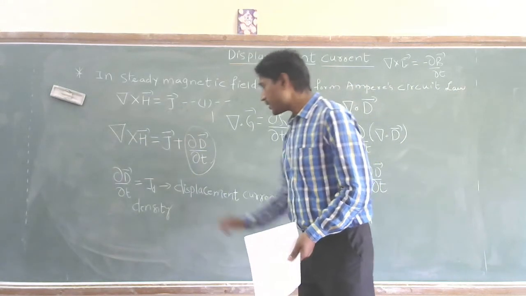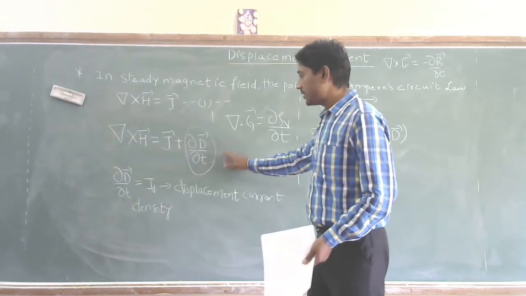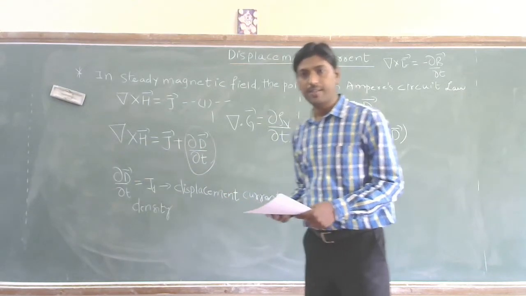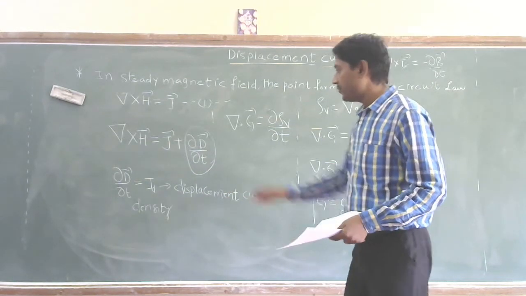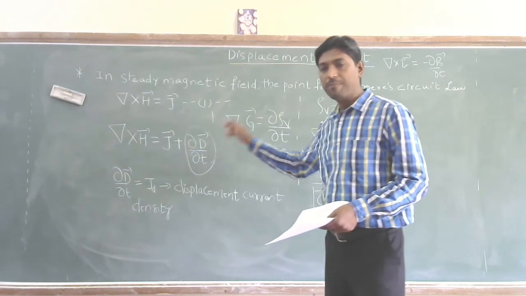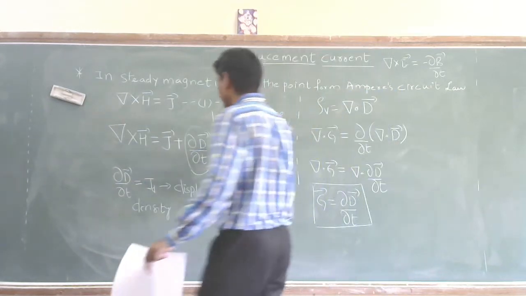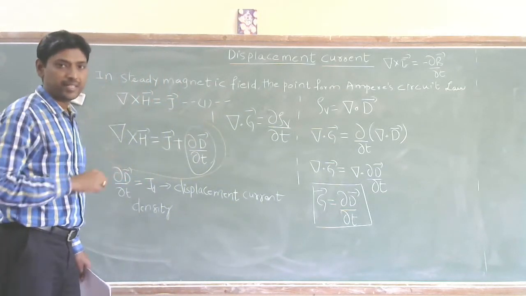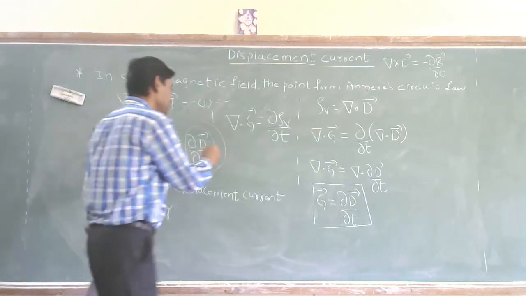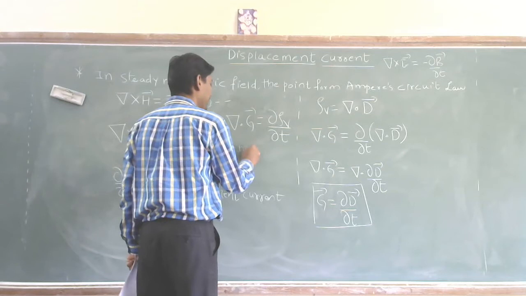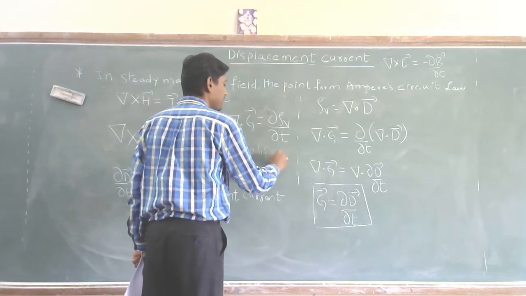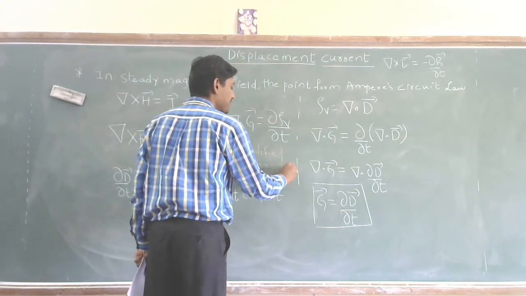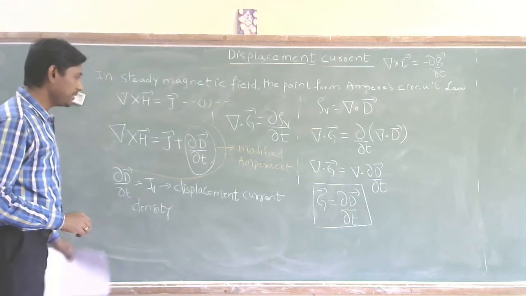So you could see that now this Maxwell's equation is consistent with the other equation, and we call this the modified Ampere circuit law. This is modified so that it is compatible with the time varying case. So this is the modified Ampere's circuit law.